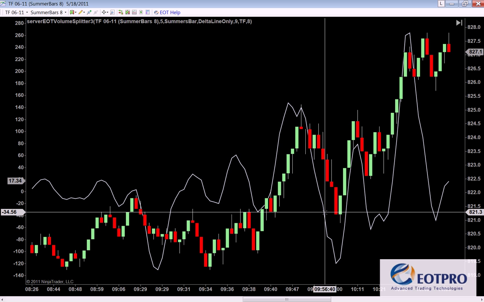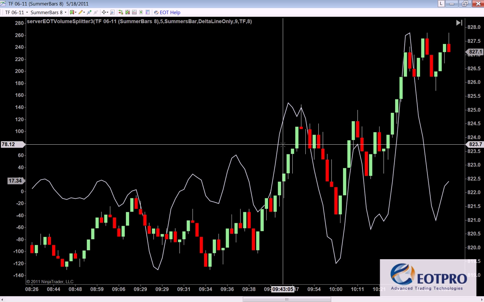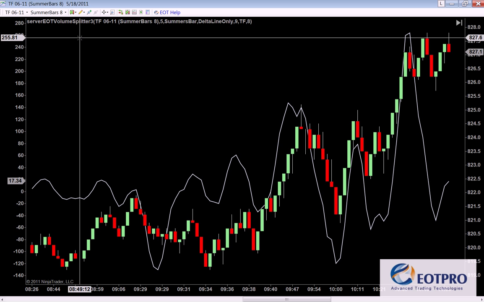Very, very simple. Very straightforward, and great for trade confirmation if you're using other types of entries. Again, coming from our server at the CME data center. That's the Volume Splitter 3 from EOT.